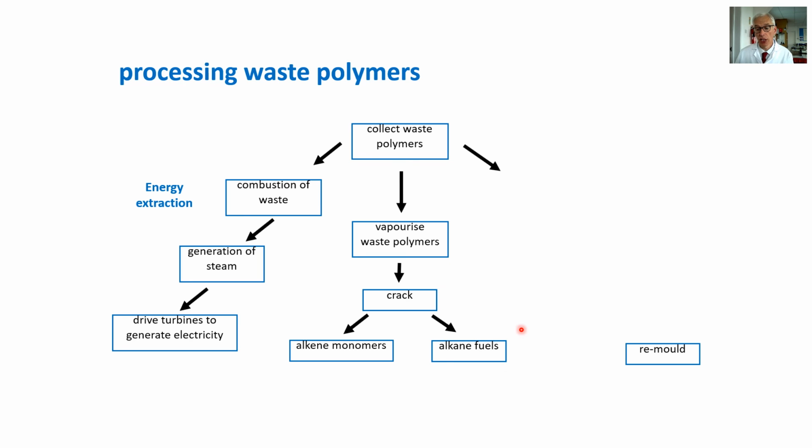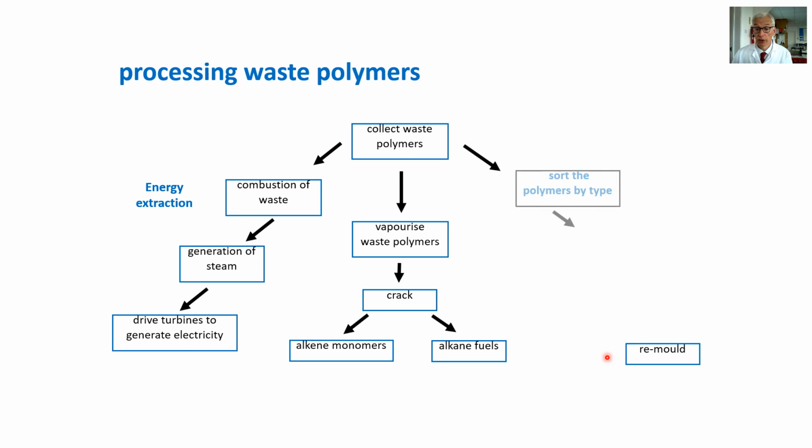Okay, so the third outcome or goal of waste polymer processing is remolded polymers or plastics. What are the steps involved? Pause the video and write out some intermediate steps.